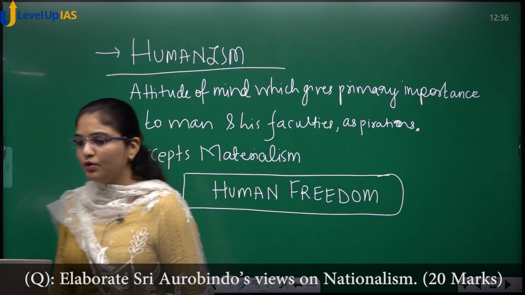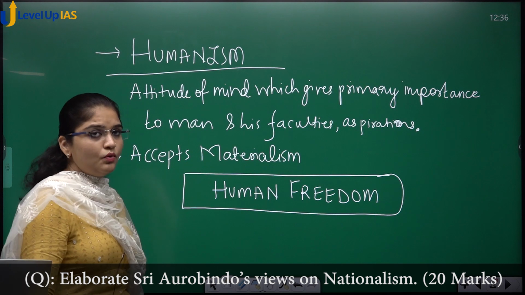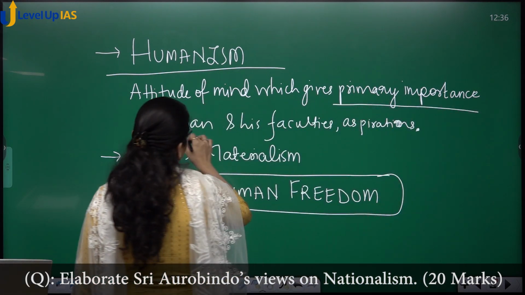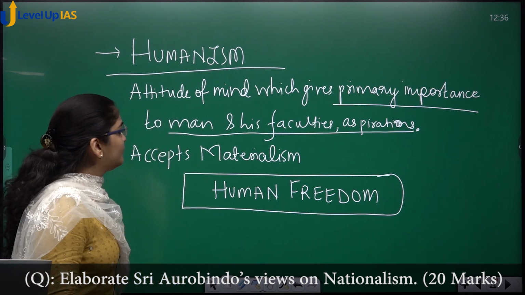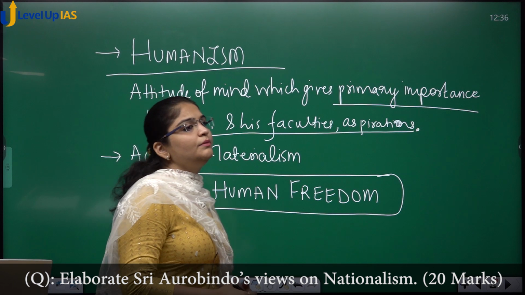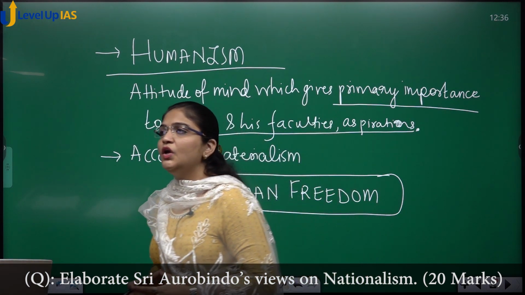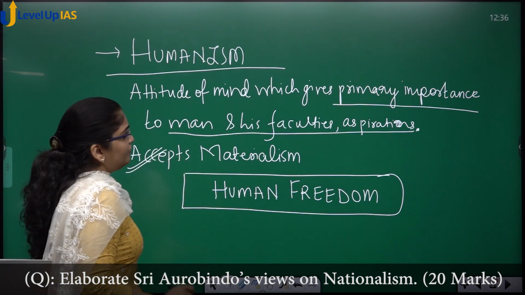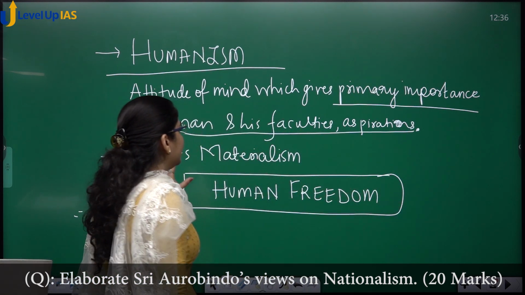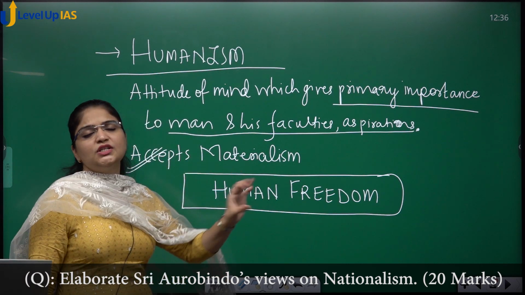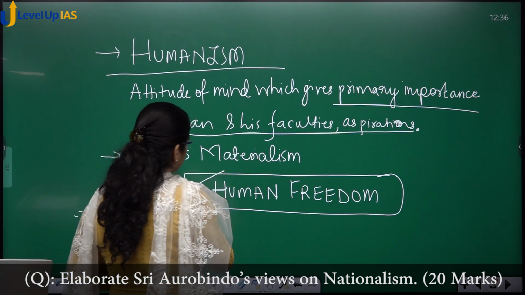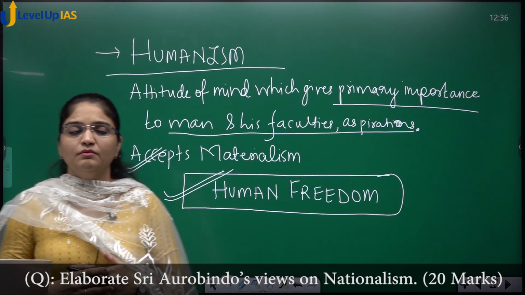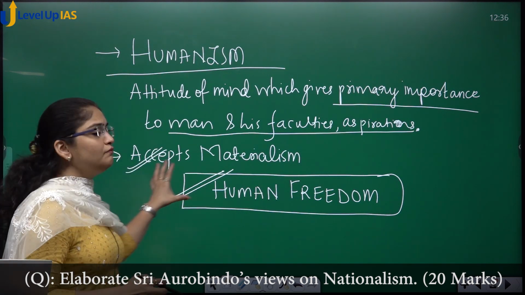Now, the basis of his radical humanism is the philosophy of humanism, an attitude of mind which gives primary importance to man and the faculties and aspirations of man. And because man is so important, rather than only focusing on the spiritual aspect or communities aspect, he says that materialism is also very much key. But why do we have to give so much importance to man, or why does he accept this materialism? Because his eventual aim is to achieve human freedom, which is very vital. So first he wants to bring in a philosophical revolution, and second, the aim of bringing a philosophical revolution is to achieve human freedom.